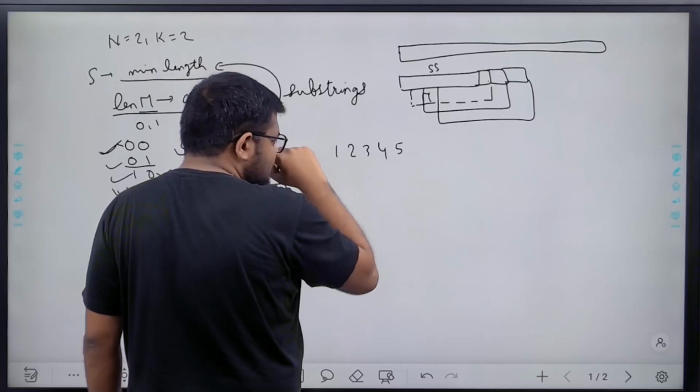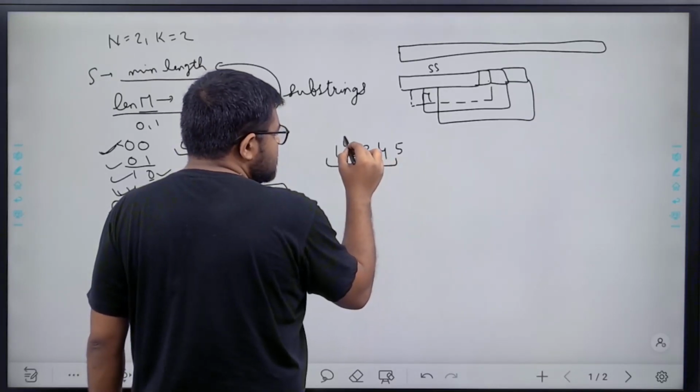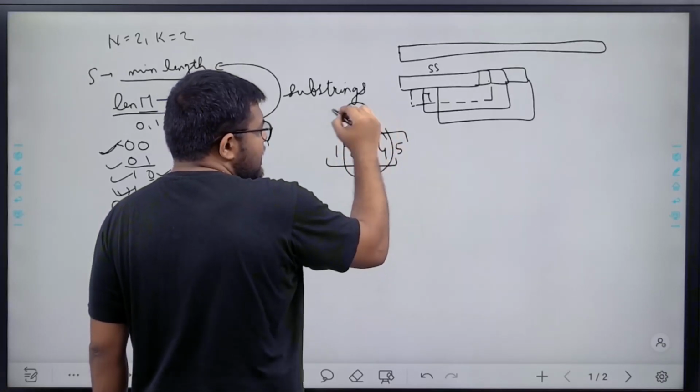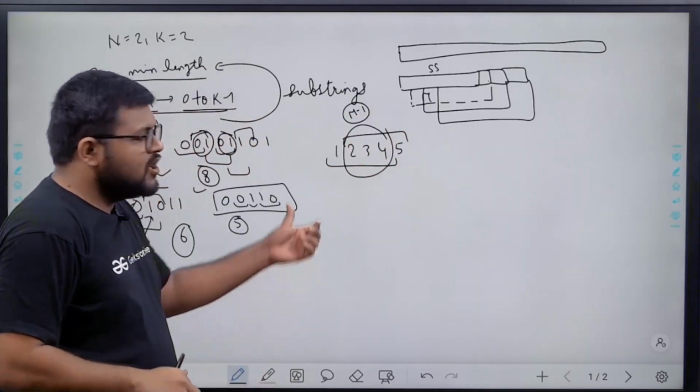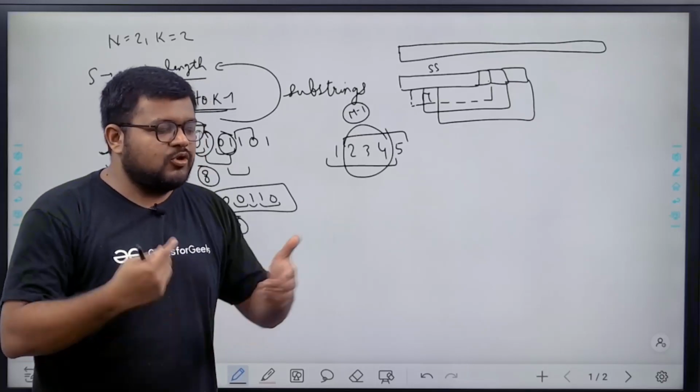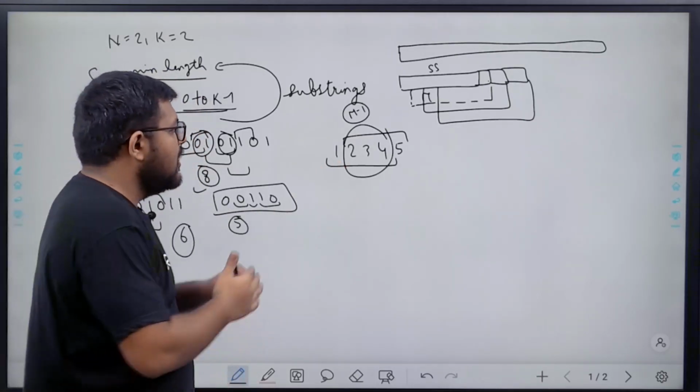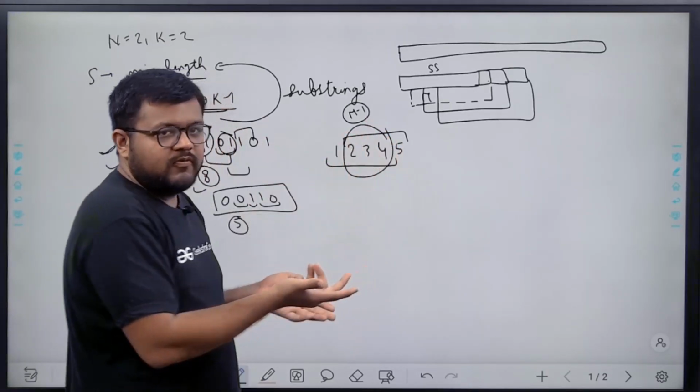So the string length is 4. So this is 1 2 3 4 and this is 2 3 4 5. The number of overlapping characters is n minus 1. N is 4, let's suppose. So this is the maximum overlapping. You cannot overlap the complete string, then you will not get a new substring. Are you getting my point? You cannot overlap 1 2 3 4 with 2 3 4 5.